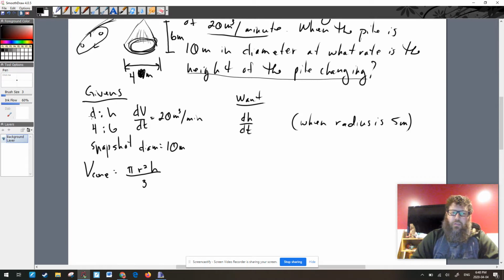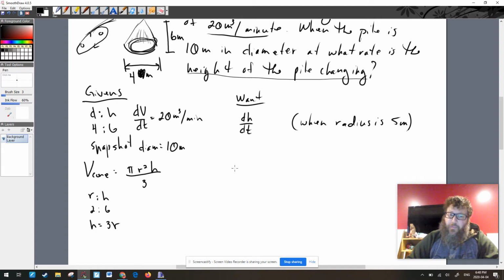And so this is where we have the ratio that says the diameter to the height is 4 to 6. That means that if we think about radius to height, it would be 2 to 6. That means that height is equal to 3 radiuses. Now, we want dH by dt. So if I were to substitute h equals 3r in here, let's see what that would be.